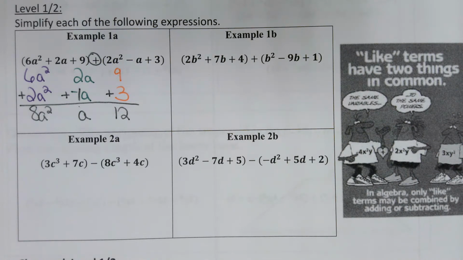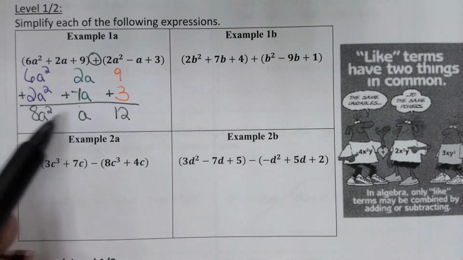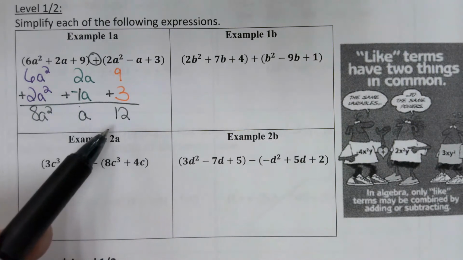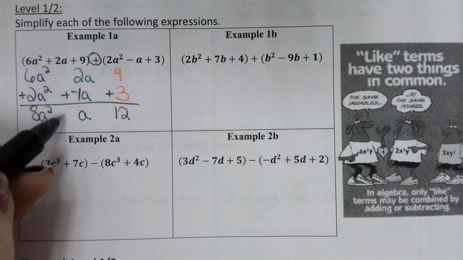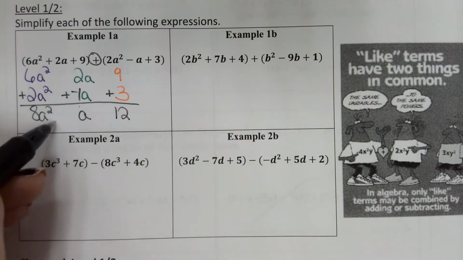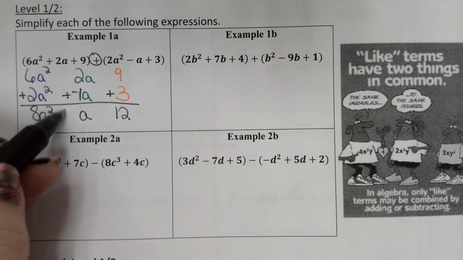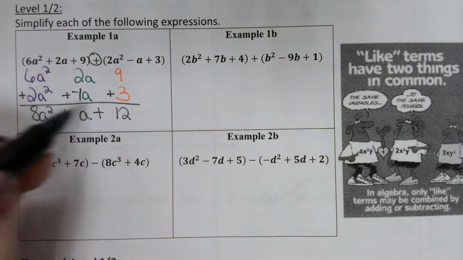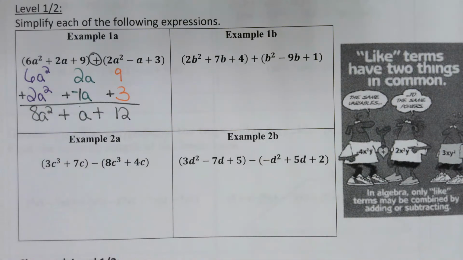Now the next thing that we need to do is make sure that it looks like a polynomial. Remember, I have 3 separate terms here that I combined together. And terms are separated by addition and subtraction signs. So if you don't see a symbol separating your terms, you're going to put an addition sign. And there's my answer, 8a squared plus a plus 12.